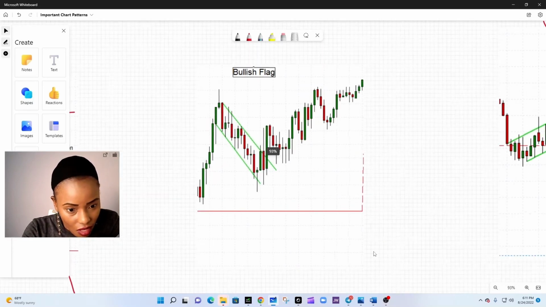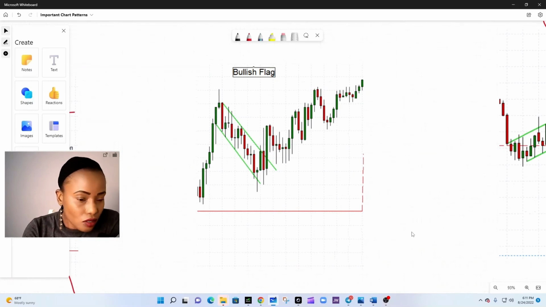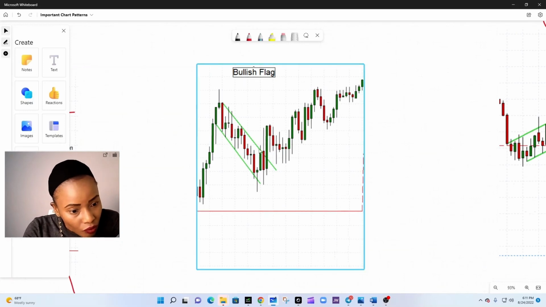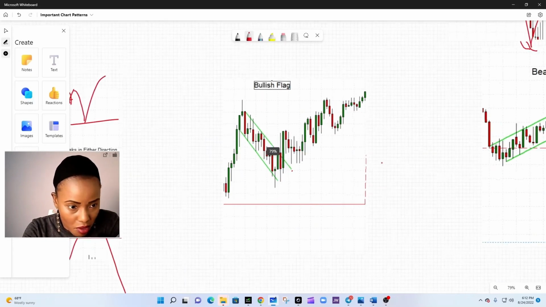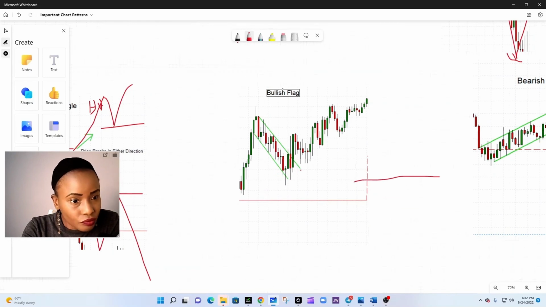Mostly flags are very common trend continuation chart patterns. Why do we call it a flag? It's because when you draw the two trend lines during the consolidation phase, the trend lines are parallel to each other and the distance between the two trend lines is equal. So they don't converge. That's why they are called flags. So you can have either a bullish flag or a bearish flag. So let's see what happens.